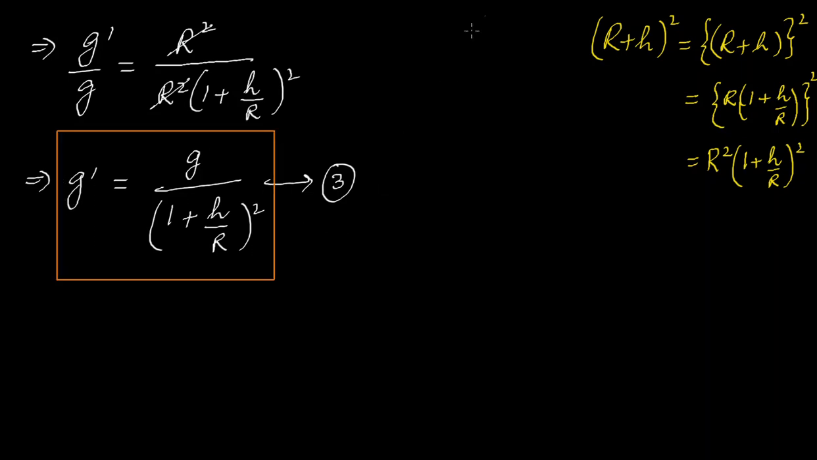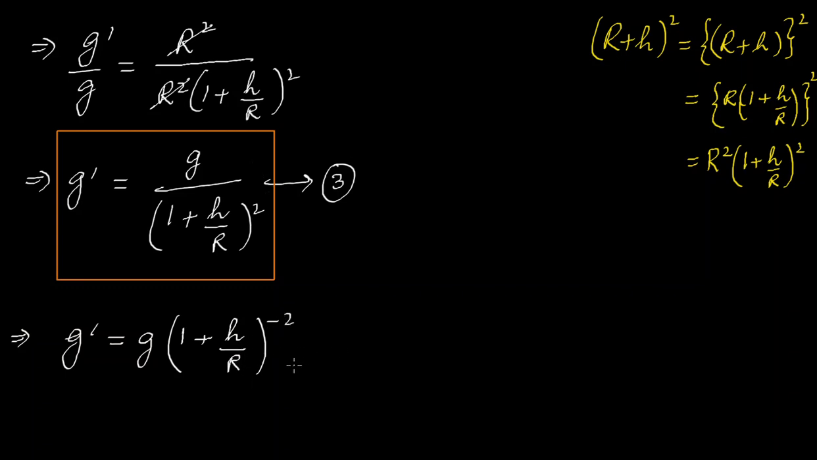Now this expression gives the value of the acceleration due to gravity when the height is comparable to the radius of the earth. From here we can go further. We can take g dash equal to g in front, and this term is to the power 2. Now I can take this term up, so I get 1 plus h by r, and this power now becomes minus 2, because I've taken it up.